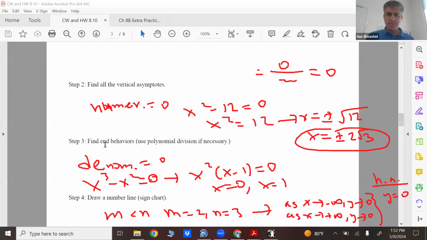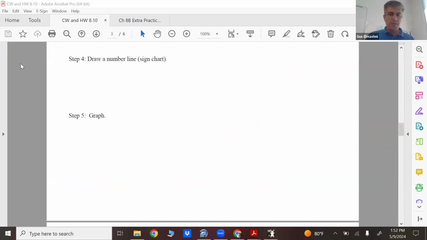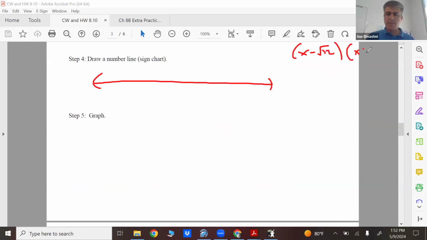Draw a sign chart. So I'll do that right now. So the top is going to look like this. X minus root 12. X plus root 12. The bottom factor is x squared, right?